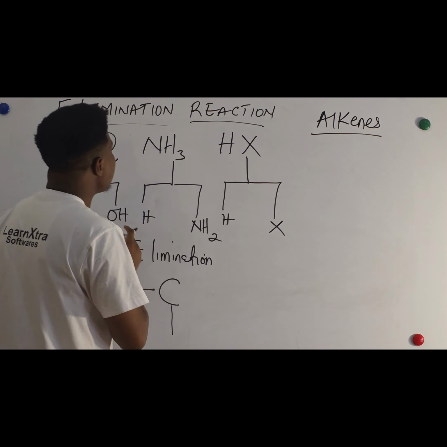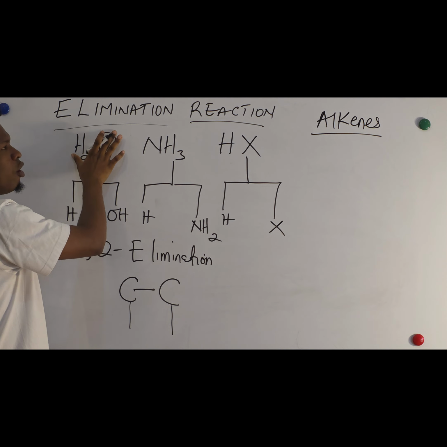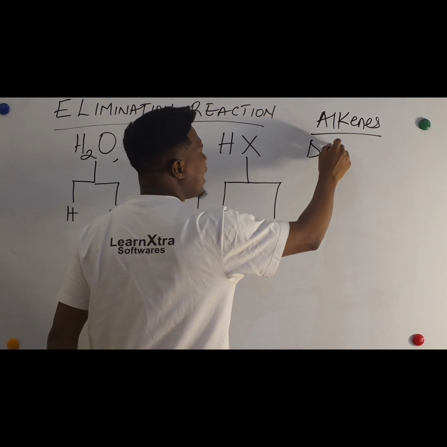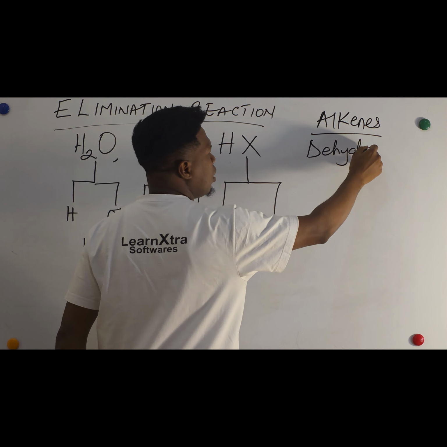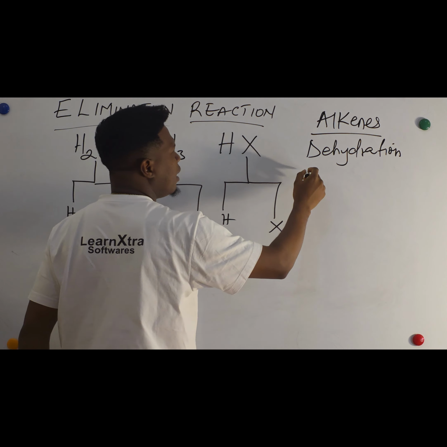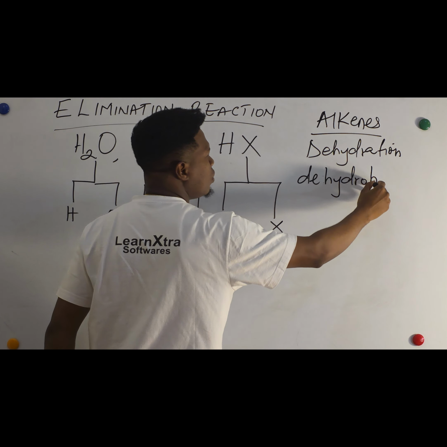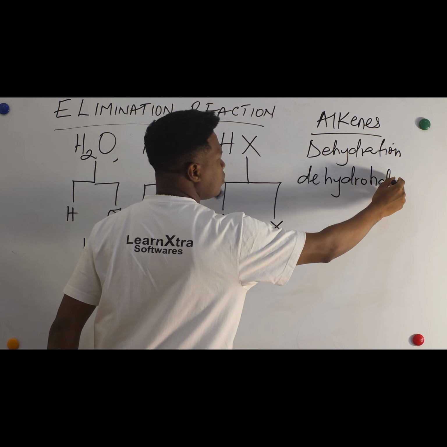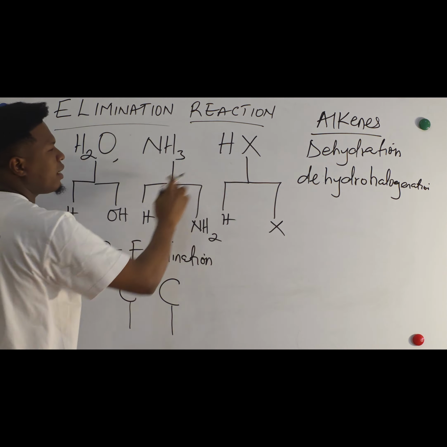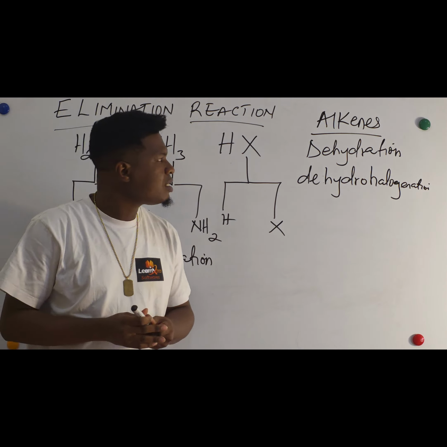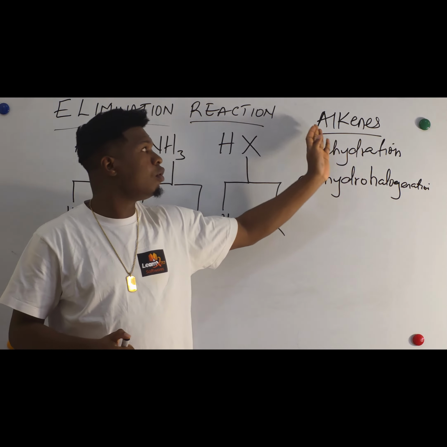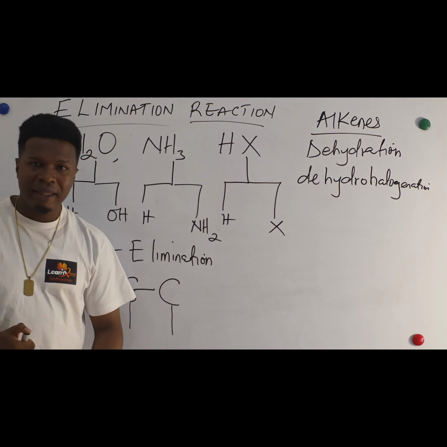The process of removing water from a substance to get an alkane is called dehydration. The removal of HX is called dehydrohalogenation. So simple reactions such as dehydration and dehydrohalogenation follow an elimination pattern.